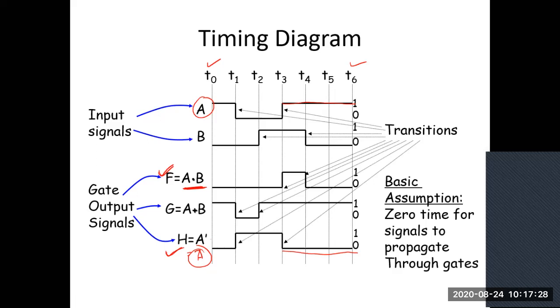Similarly, I will go for the second time interval, T1 to T2. For T1 to T2, A is 0, B is 0, and 0.0 is 0. And from T2 to T3, A is 0 but B is 1, so 0.1 is again 0. So three combinations we have seen till now, and the fourth combination from T3 to T4, A is 1 and B is also 1. So 1.1 is 1, and I am getting here this 1.